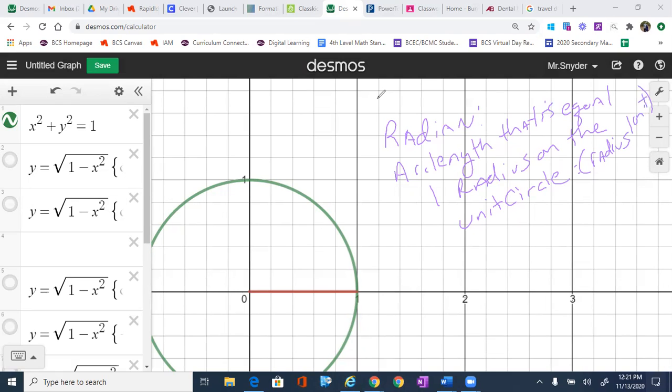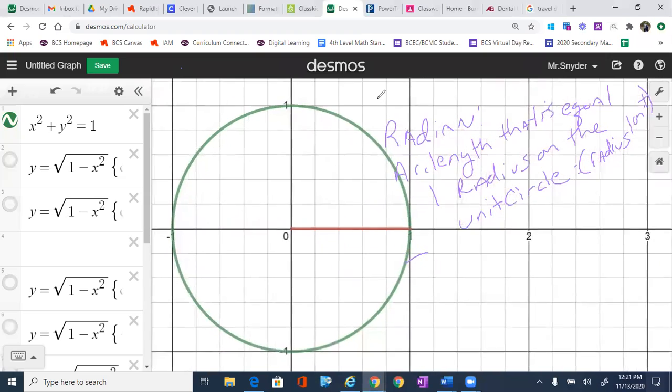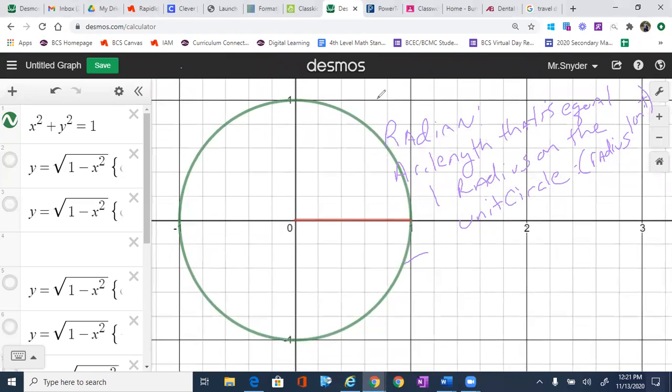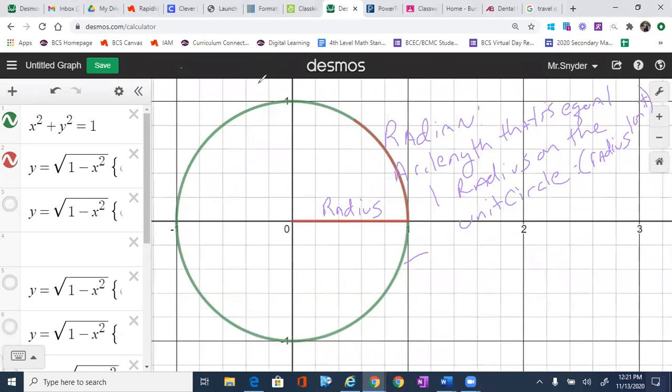Okay, so as we think about that, if we look at our diagram over here, we have a circle that has a radius on here. And we want to look at what 1 radian is. Well, that's nice and easy. 1 radian is equal to 1 radius. So you can see that that red arc right there is what 1 radian is. So the question is, how many radians are there in a circle?